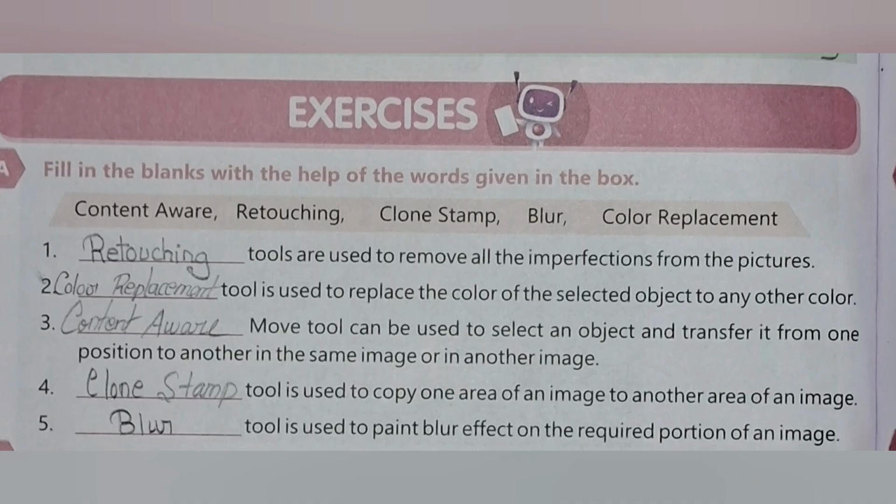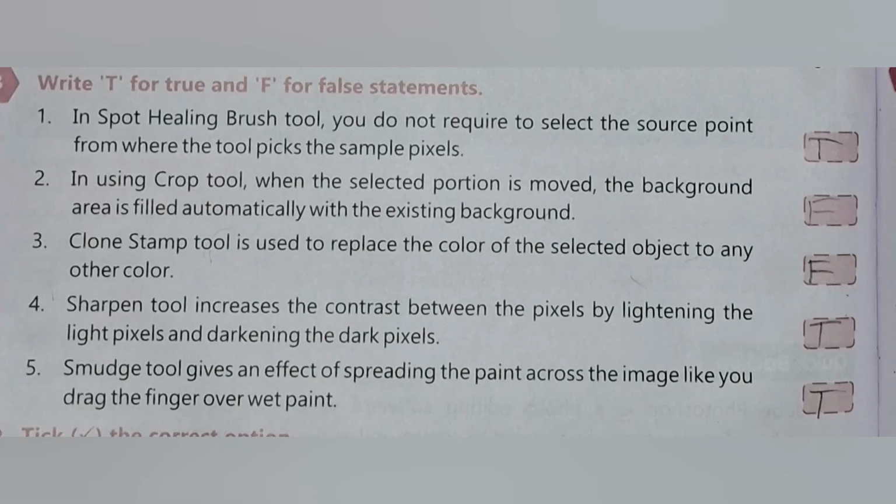Number 5, dash tool is used to paint blur effect on the required portion of an image. So the answer will be blur. Blur tool is used to paint blur effect on the required portion of an image. Write T for true and F for false statement.